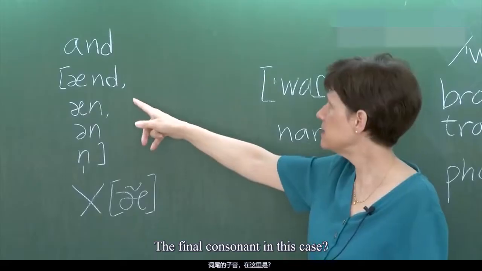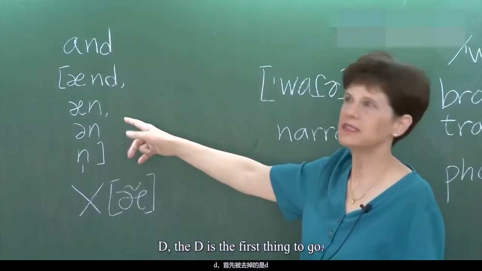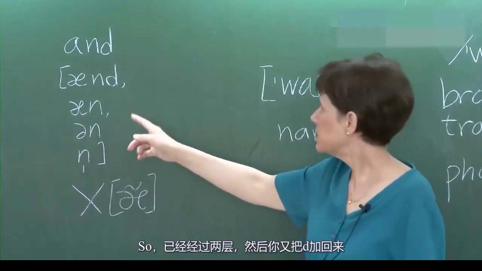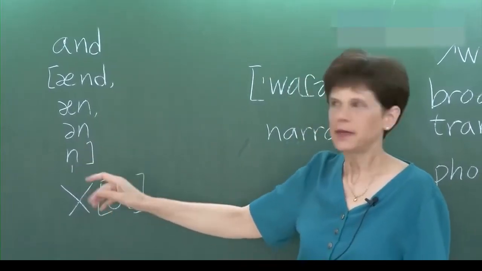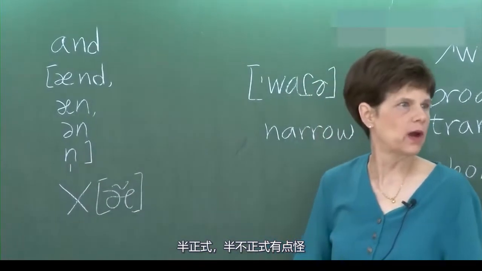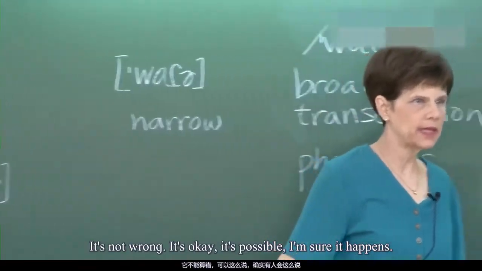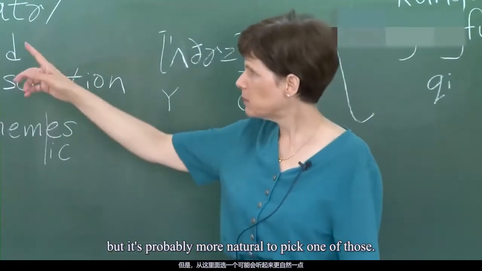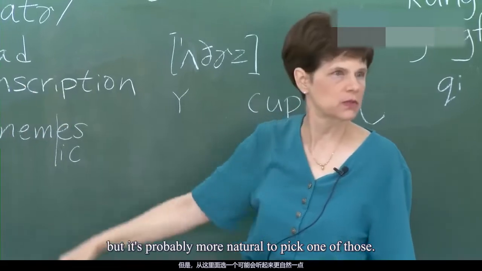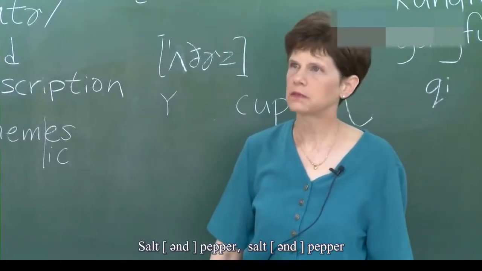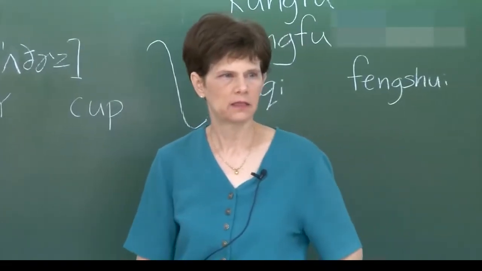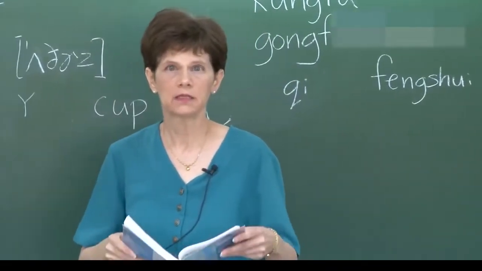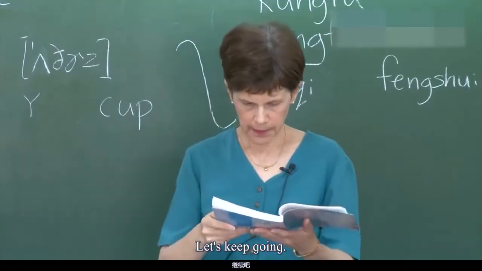The final consonant in this case? D. The D is the first thing to go. So it's already gone through two layers, and then you add the D back, which is half formal, half informal, a bit odd. It's not wrong. It's okay. It's possible. I'm sure it happens, but it's probably more natural to pick one of those. Salt and pepper. It sounds funny to me. It's not impossible, but it's odd. Okay? Any other questions? Let's keep going.